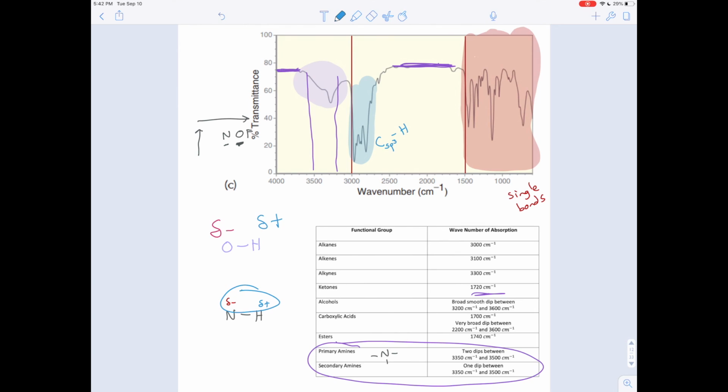And because the charges aren't bigger, it doesn't respond to waves of electricity as well. It'll still respond to them a little bit and absorb them, and so you still do get a dip here. But it's not as big of an electric charge, and so it doesn't go down as deep as an alcohol would. Okay, so those are your two signs that you have an amine. It's in the general area between around 3350 and 3500, and it doesn't go very far down, certainly not as far as an alcohol would.